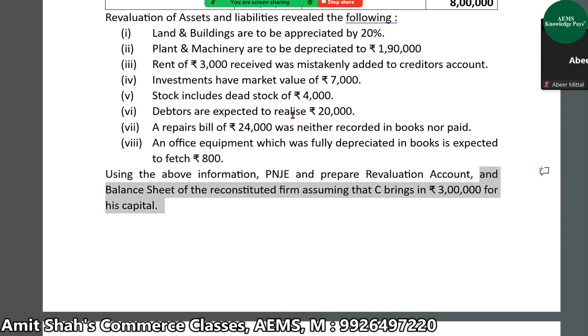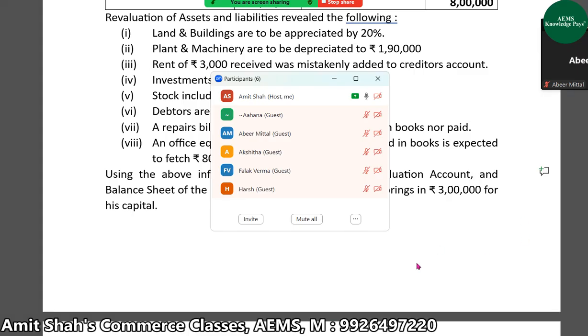Have you all added this, guys, in the question? Yes, sir. Yes. Akshita, Harsh, Abir, have you noted down this? Yes. Harsh, have you noted down this? Harsh, I'm asking you.